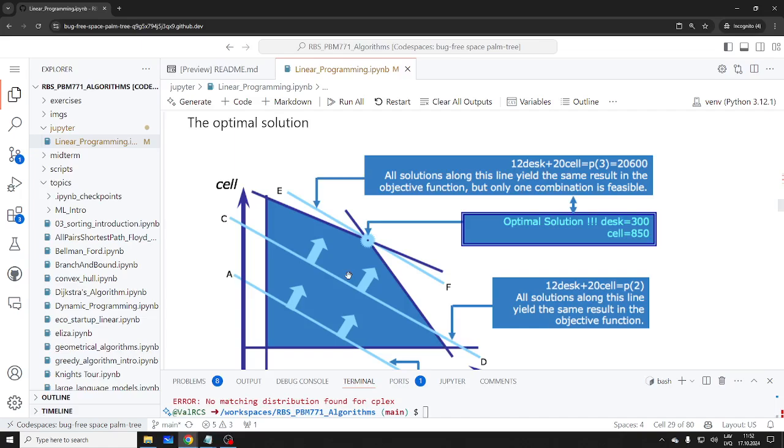And you could do this even before computers. You could do this with pen and paper for some simpler problems. You could solve this using pen and paper and figure this out. So the optimal solution actually turns out to be 300 desk phones and 850 cell phones. You could calculate this. So what is that?